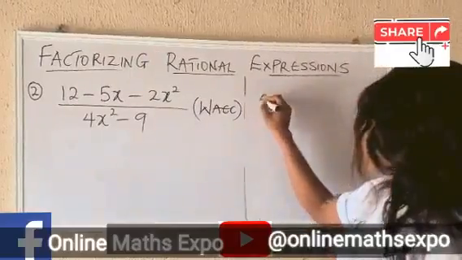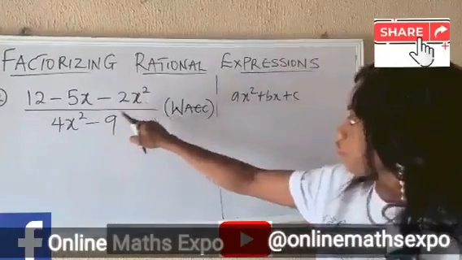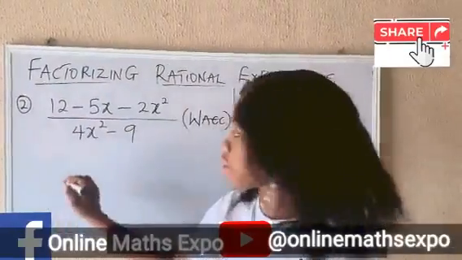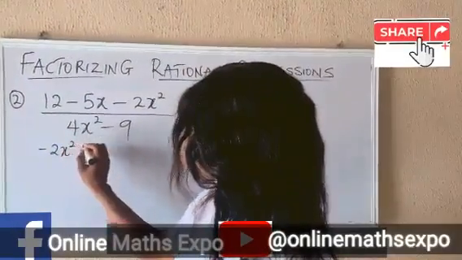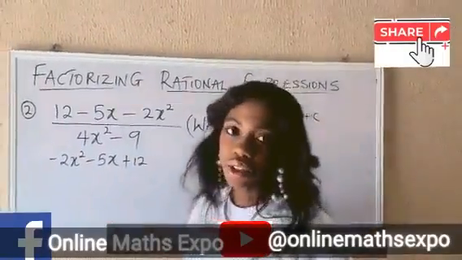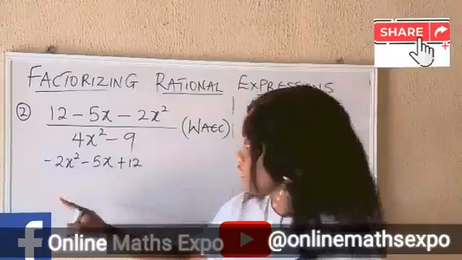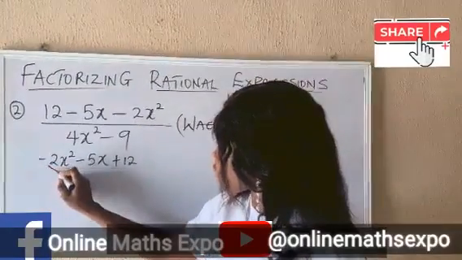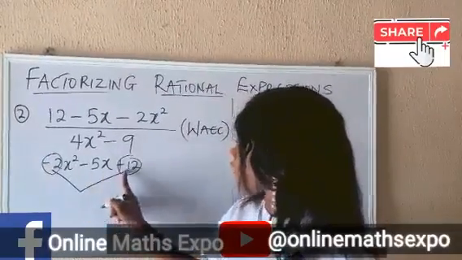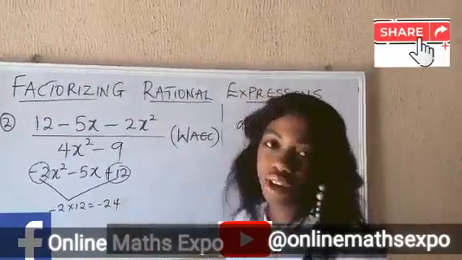Remember, the format should be ax squared plus bx plus c. So the one with square should come first, followed by the one with x. So we are going to rearrange the numerator to give us minus 2x squared minus 5x, plus 12. If you look at this x squared, it has minus 2 as a coefficient. So we are going to multiply this minus 2 with plus 12, and minus 2 times 12 will give us minus 24.